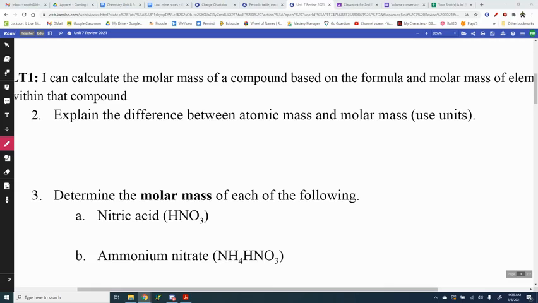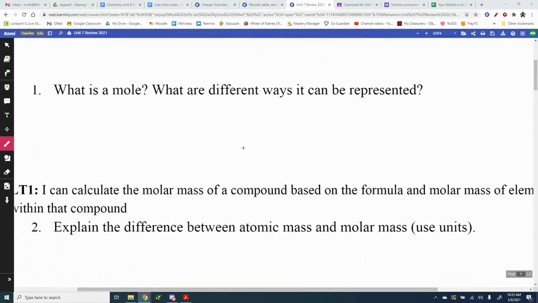All right, so we are going to talk about the review for this unit. First off, what is a mole? A mole is basically just a number, right? Like a dozen means 12.